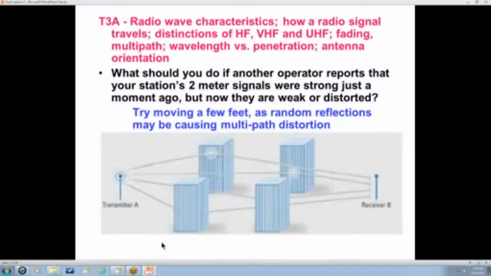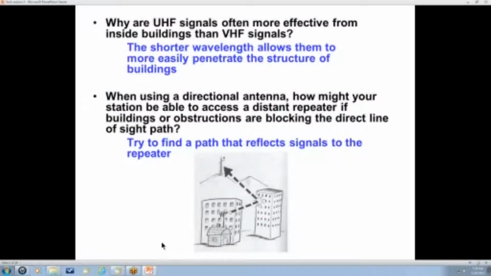Why are UHF signals often more effective from inside buildings than VHF signals? The shorter wavelength allows them to more easily penetrate the structure of the buildings.